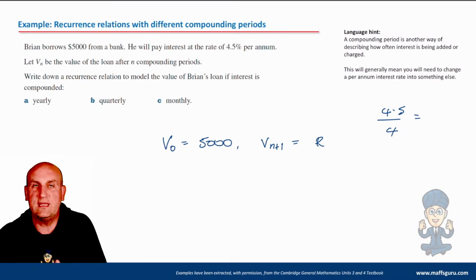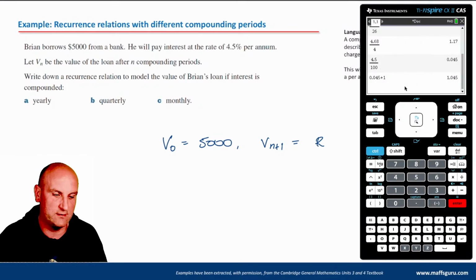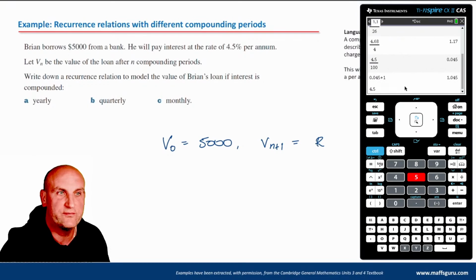Now, if you're following the Cambridge textbook, they've actually changed the way they teach it this year, and I don't really particularly like the way they do that. So I tend to stick with the same thing, 4.5 divided by 4.